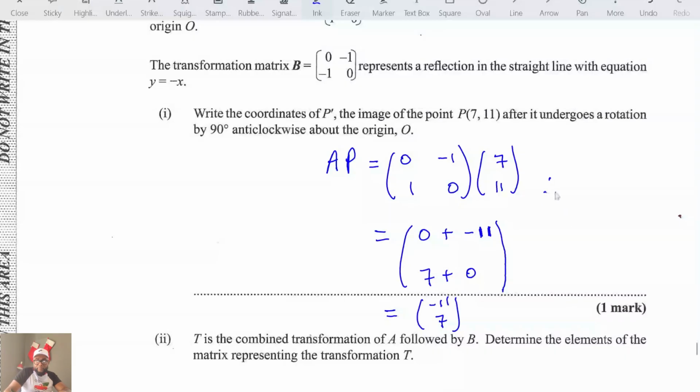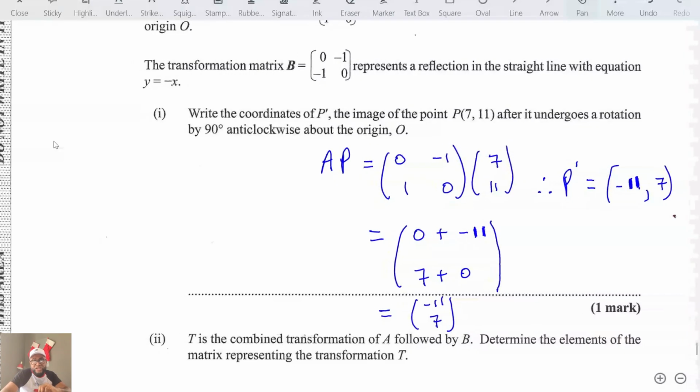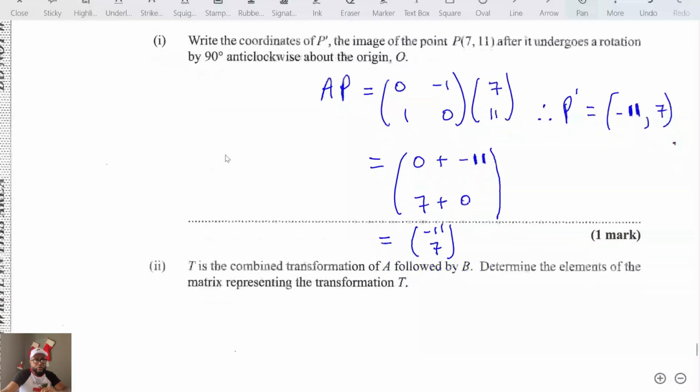So therefore, P prime written as a coordinate would be -11, 7. You have to write it in coordinate form, right? This here would be the coordinates of P prime, which is the image of the point P, which is 7, 11, when it undergoes a rotation of 90 degrees in an anti-clockwise direction, right? Going to the next one.